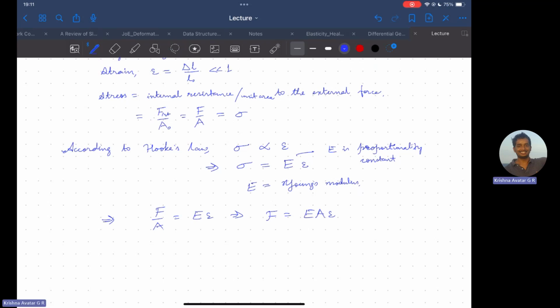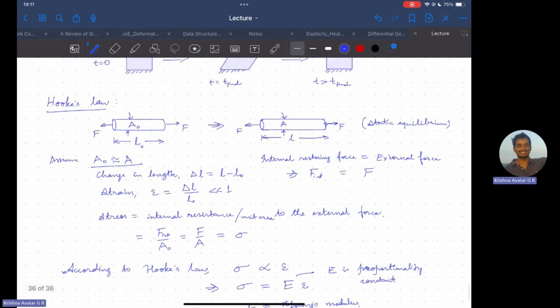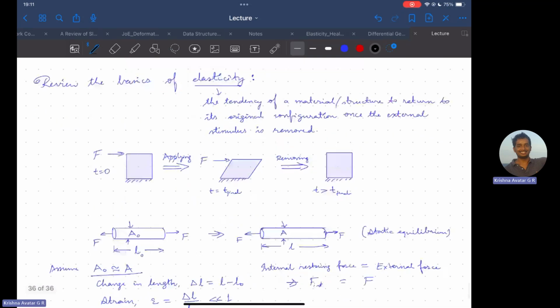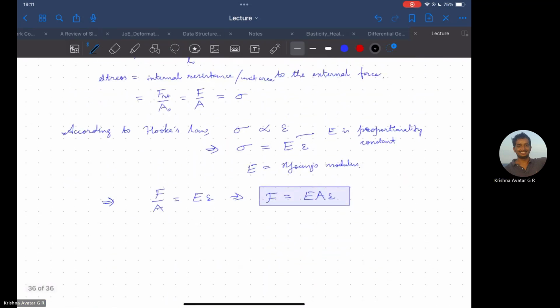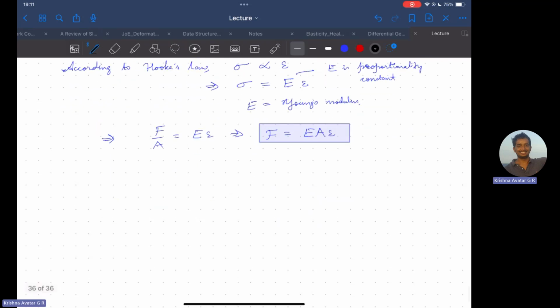So far, so good, right? This is from Hooke's law when we are applying a longitudinal strain. And maybe I should write it in, because Hooke's law is the bedrock of what we are doing today. So I should probably highlight it. It's called Hooke's law. Right? And this was for a linear stretch.